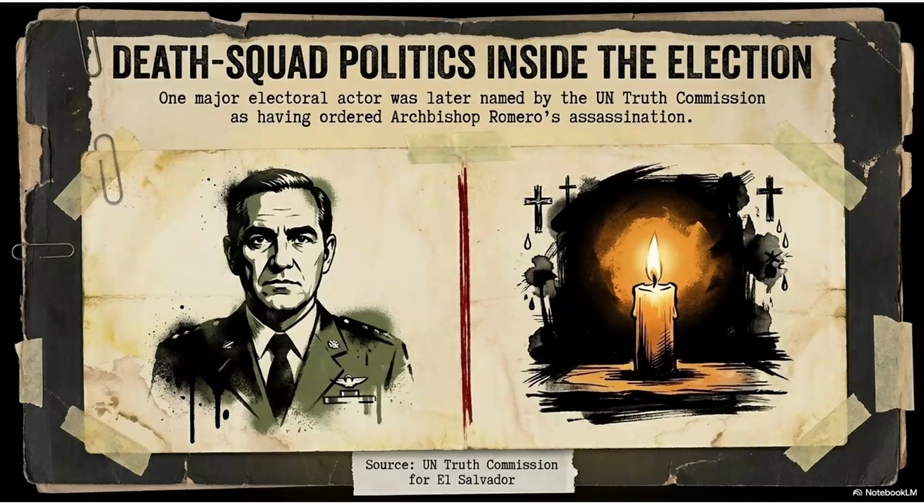This is why the slide links D'Aubuisson to Romero's killing. Violence was not outside the political system, it was inside. So the election cannot be understood as a normal contest of ideas. It was a contest taking place within a field already shaped by assassination, death squads, and military terror. This is why Duarte's victory created an image of moderation, but it did not prove democracy fully.